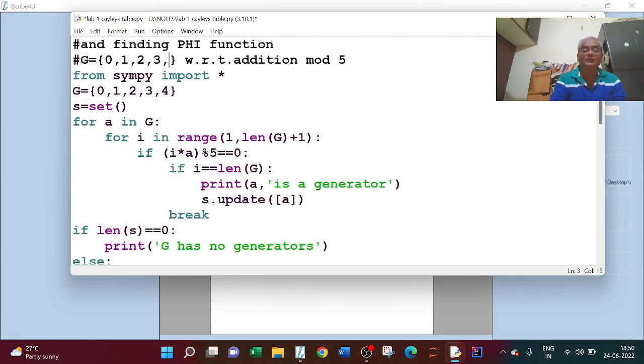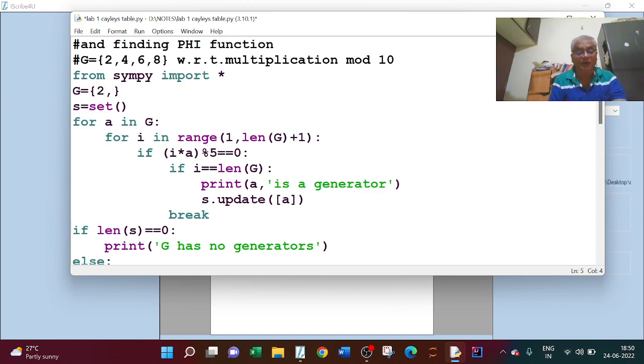G equal to the set 2, 4, 6, 8 with respect to multiplication modulo 10. So we have to change here, and this is the comment; if you change here, then no problem. If you don't change here, then also no problem. Here I have to change. Here I have to write 2, 4, 6, 8, and my operation is multiplication modulo 10.